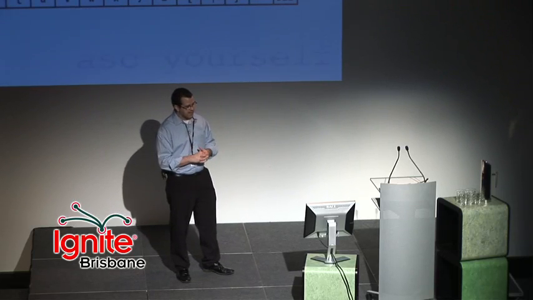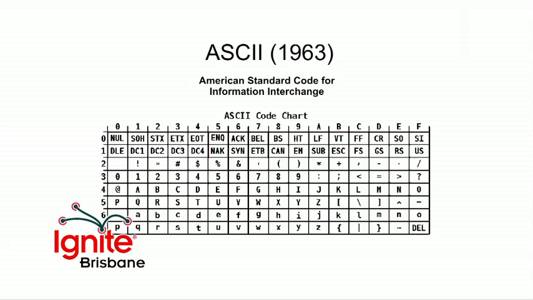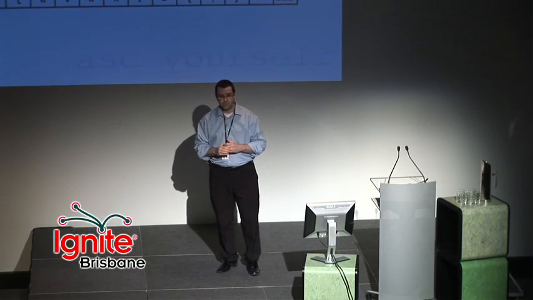What is ASCII? ASCII was the evolution of basically Morse code. It's the American Standard Code for Information Interchange. In 1963, it was created. It added a 7-bit system, which means you now had 128 characters. Ooh, that is awesome, isn't it?